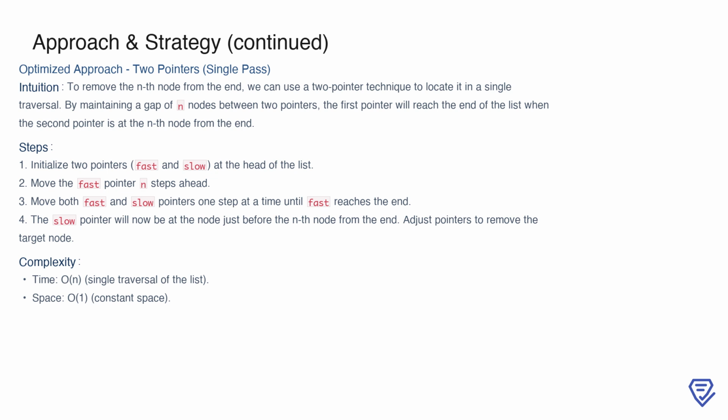After this, both pointers move forward together, one step at a time, until the fast pointer reaches the end of the list. At this point, the slow pointer will be positioned just before the nth node from the end. By adjusting the slow pointer's next reference, we can skip over and remove the target node. This method is highly efficient, as it only requires one traversal of the list, resulting in a time complexity of O(n). Additionally, it uses constant space, making it an excellent choice in terms of efficiency.